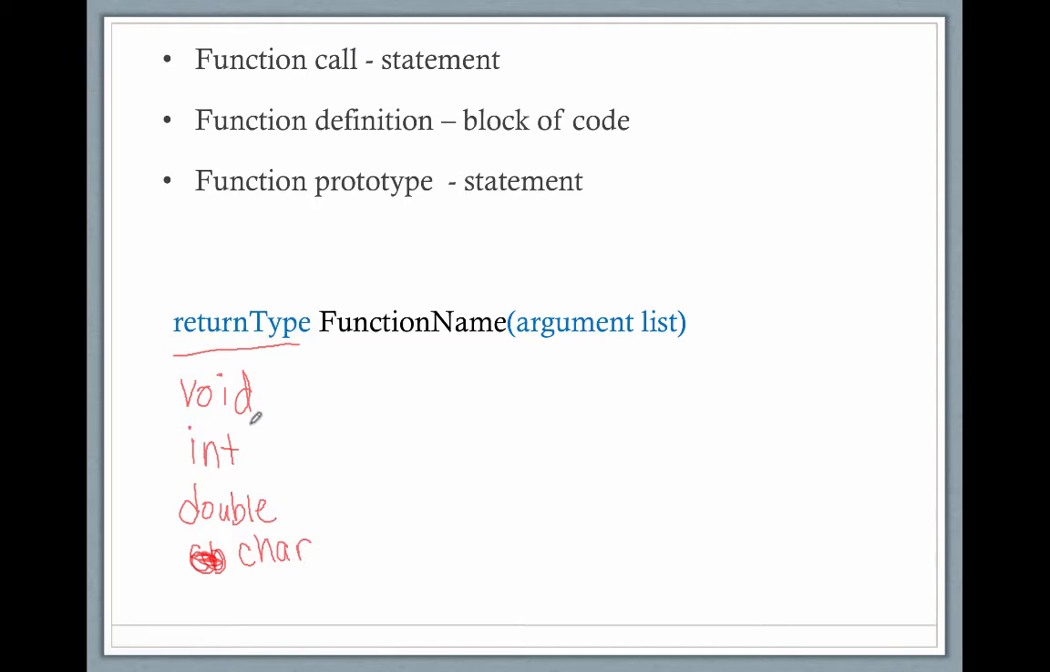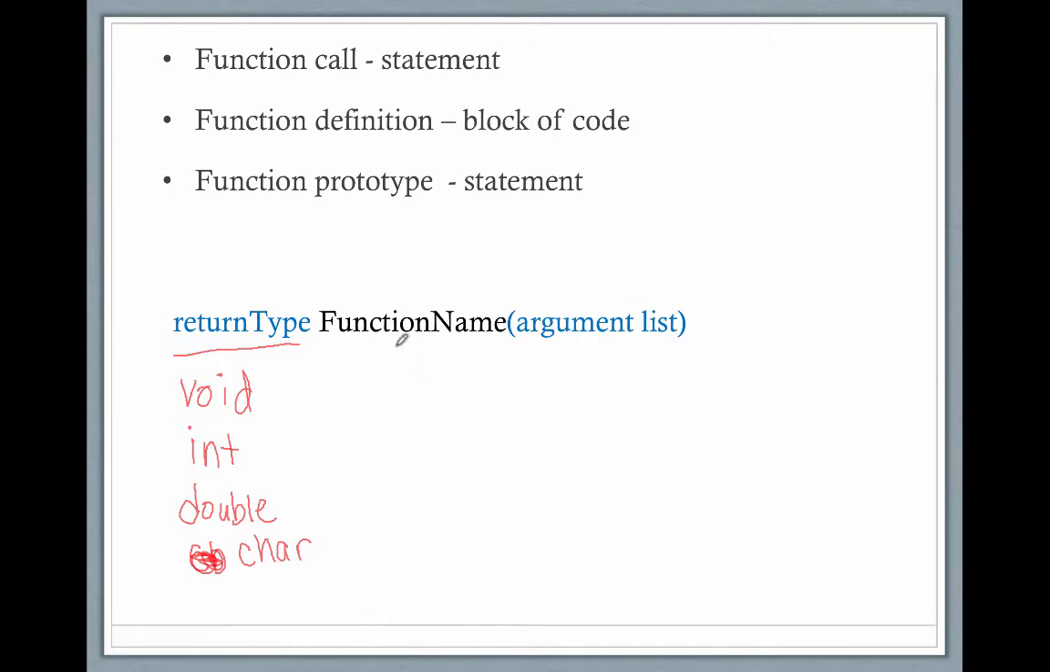So void just means that the function does a bunch of work, but the output is all completed within the function. It doesn't need to return anything back from the function. All right, the function name: there's always going to be a name of the function. So the printf function's name is printf. The ceil function's name is ceil. The floor function's name is floor.